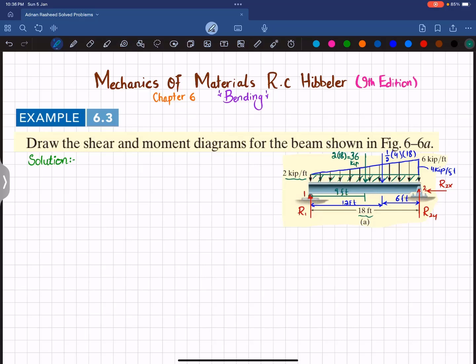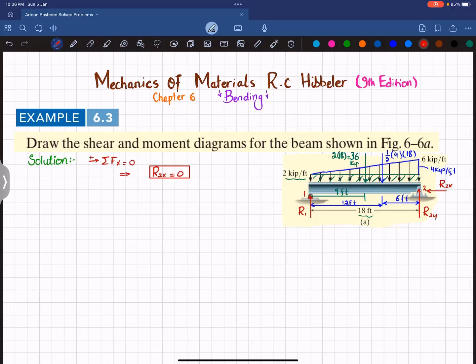Now we can apply the equations of equilibrium. So the first equation of equilibrium is that the sum of all forces along the x direction must be equal to 0, and force toward the right is taken as positive. So from this you can see only the horizontal force R2x is acting. There is no other force, so it means that R2x is equal to 0.